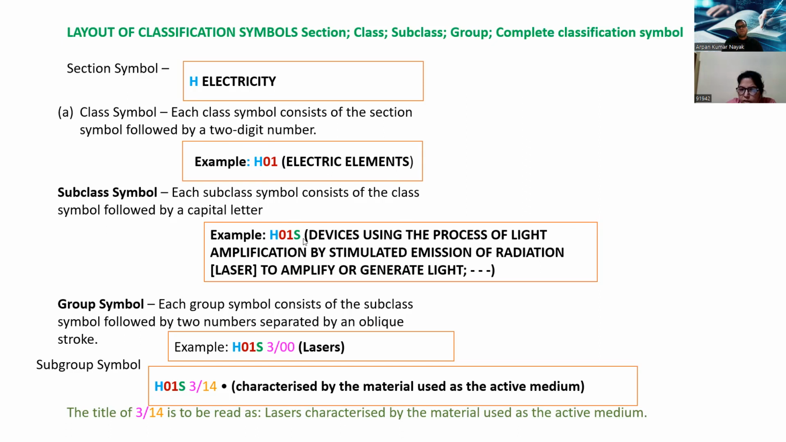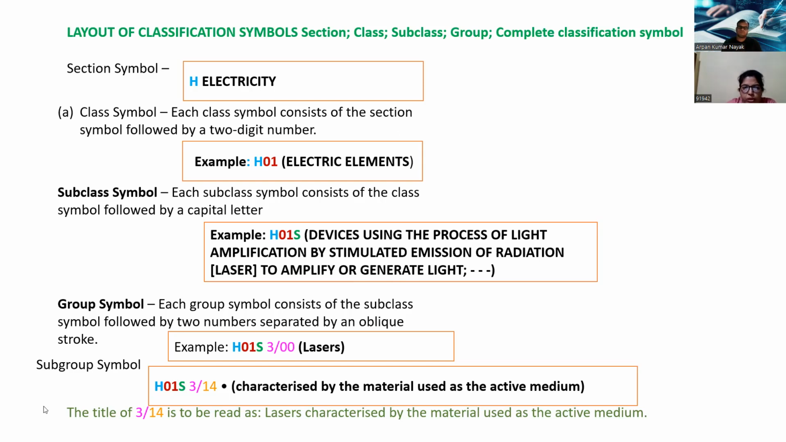So a capital letter is what? S. Suppose S is there. So this S is what? It is for the devices using the process of light amplification by stimulated emission of radiation, laser, to amplify or generate light. So you will see that the subclass S is representing the title of this, you can say the subclass.